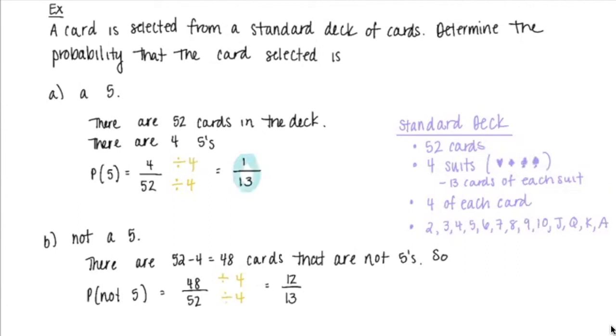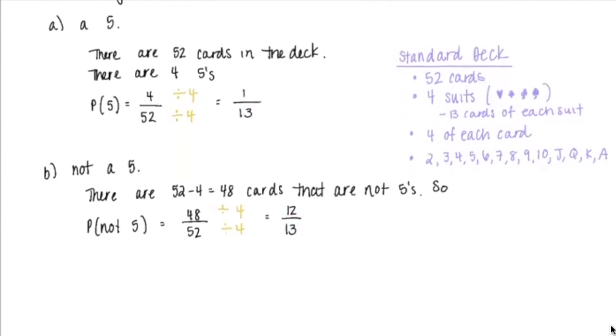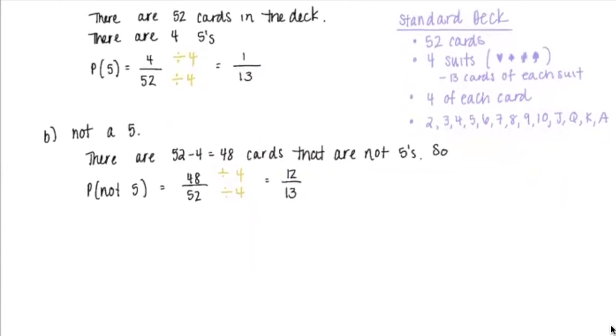And really, if you take a closer look at these, if I add those two together, that gives me 13 out of 13, or 1. So you have a 100% chance of drawing a 5 or not a 5. One of these two things has to happen. So this is going to be another formula we end up getting.